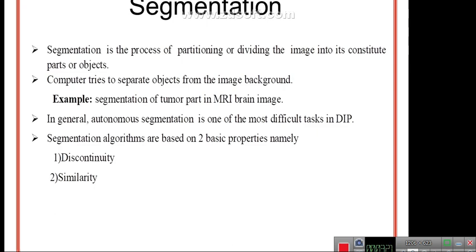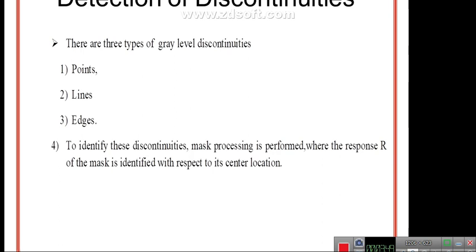Then segmentation. Segmentation is the process of partitioning or dividing an image into its constituent parts or objects. Here the computer tries to separate objects from the image background. For example, segmentation of a tumor part in an MRI brain image. In general, autonomous segmentation is one of the most difficult tasks in digital image processing. Segmentation algorithms are based on two basic properties, namely discontinuity and similarity.